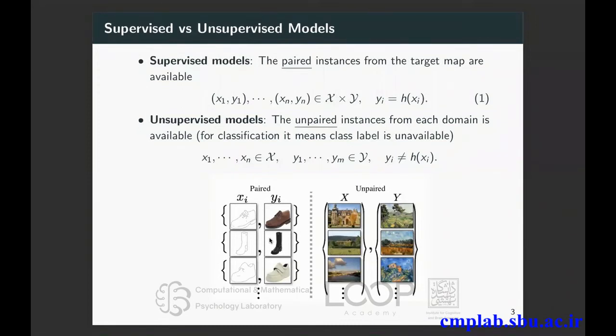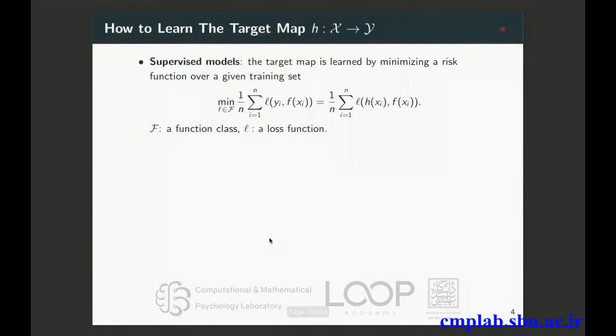For the case of classification, typically people talk about unsupervised models when we don't have a class label for our features. But in general, unsupervised means that we have a bunch of examples from each domain that are not paired with each other. Now that we have these models, the question is, what is the mathematical idea about learning this map? So in the supervised models, what we do is we typically use those examples to minimize the loss function.